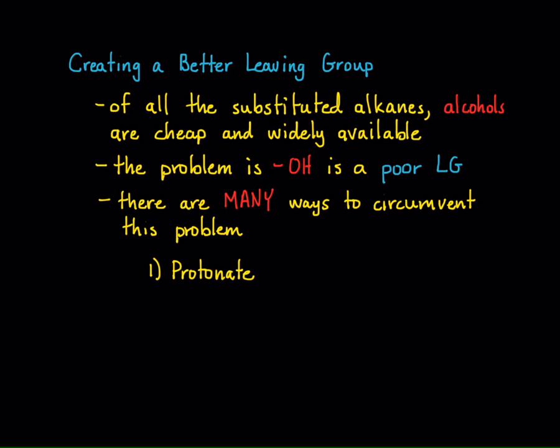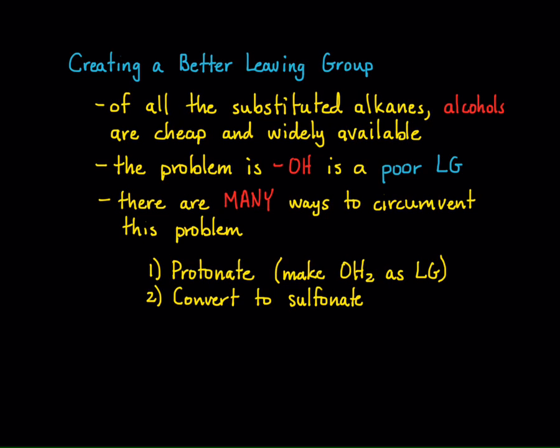So we can protonate, which essentially takes that OH group and makes it into OH2, water, as a leaving group. Water is a good leaving group, right? On that table, water was a good leaving group. We can also convert alcohols to sulfonates, and we'll see how we can do that. And lastly, and probably the most widely used method of circumventing the problem, is to convert to halides. So we're going to explore in this video how to do each one of those, and we're going to look at protonation first.